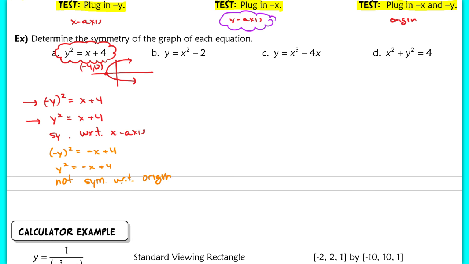Okay? All right, now for B, once again, this is another parabola. This time it opens up. It's shifted down 2 units. So I'm just briefly reviewing these graphs. If you don't know how they're graphed, don't worry too much, because again, you can always test this algebraically.